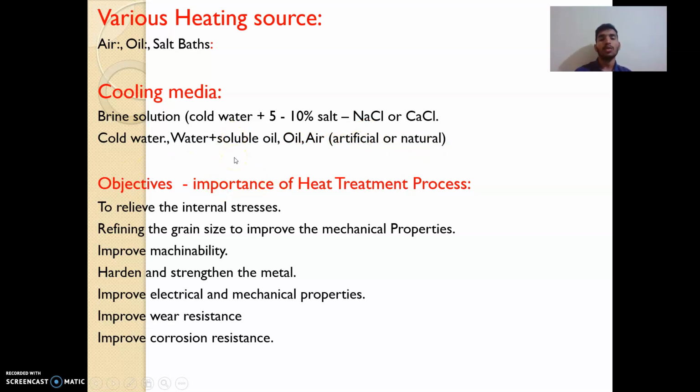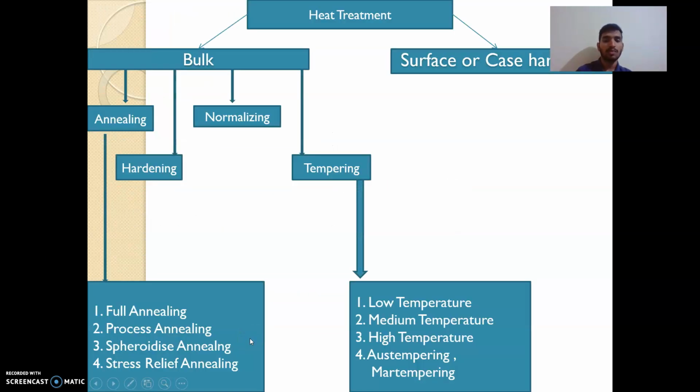And the objective, I mean the importance of heat treatment process, is to relieve the internal stresses and improve by refining grain size. This is an important one in hardening the steels. It improves the mechanical properties and improves machinability. With the help of a hammer, we can change any metal size and shape. It improves our mechanical property. Hardening and strengthening the material improves electrical and mechanical properties. It improves wear resistance and corrosion resistance, as we know.